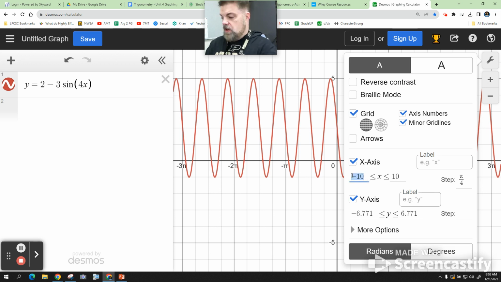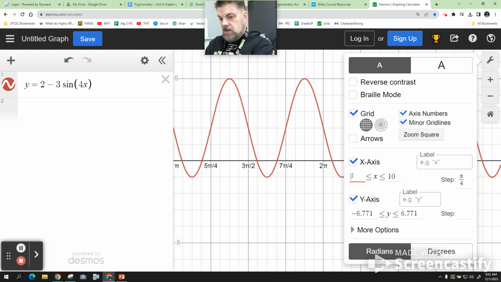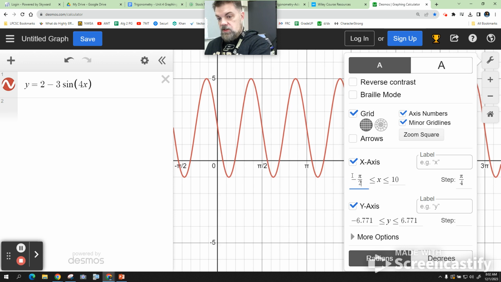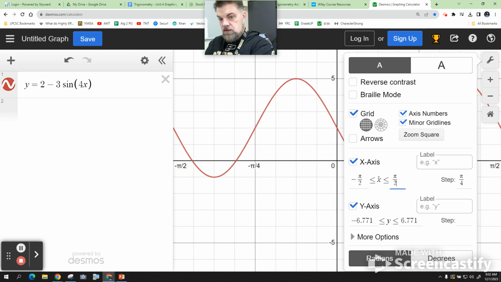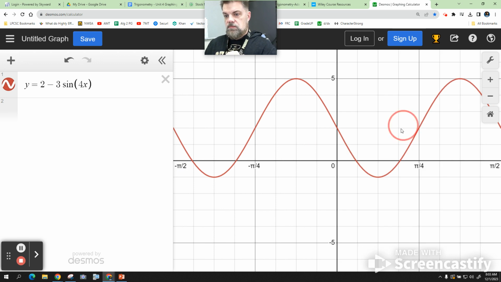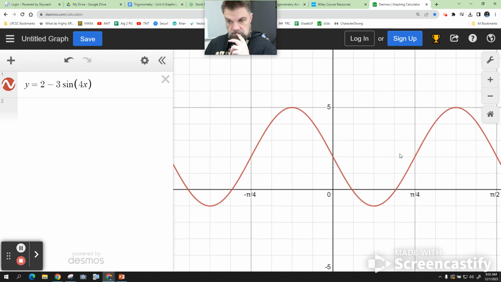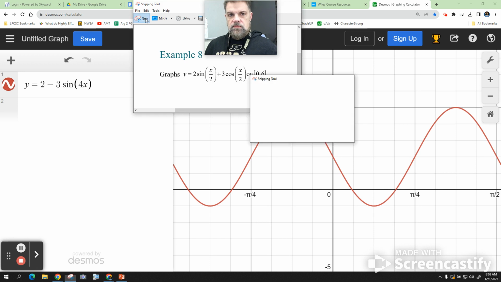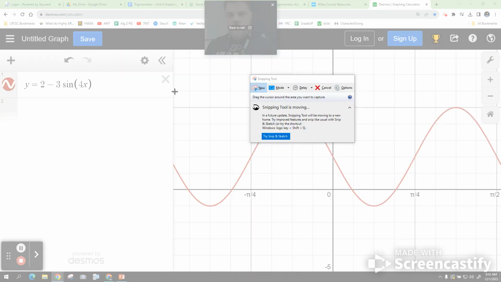And then I'm going to go from negative pi divided by 2 to pi divided by 2. And then for my, yeah, we'll just leave it like that. Now this graph looks much better than mine, but it's right. Let's see how close we were.